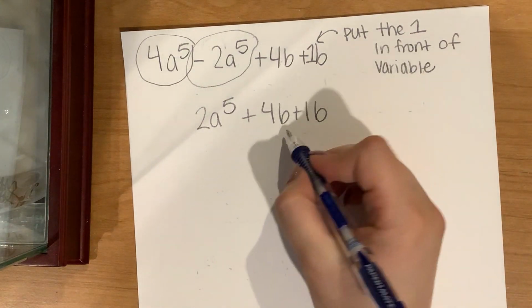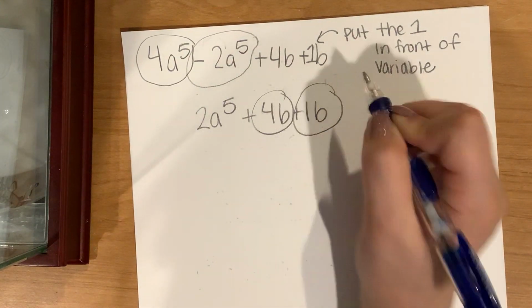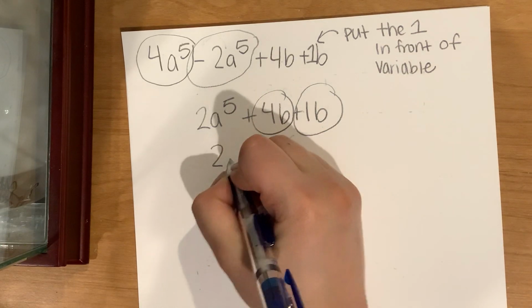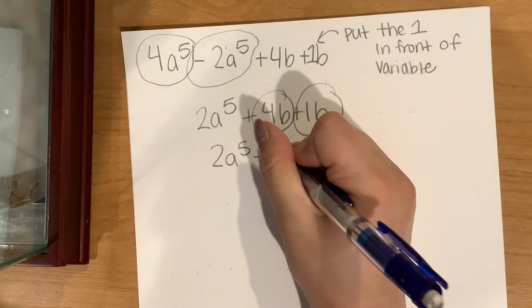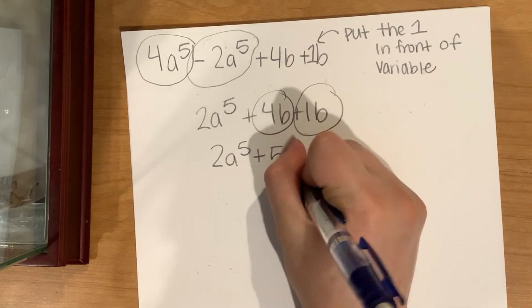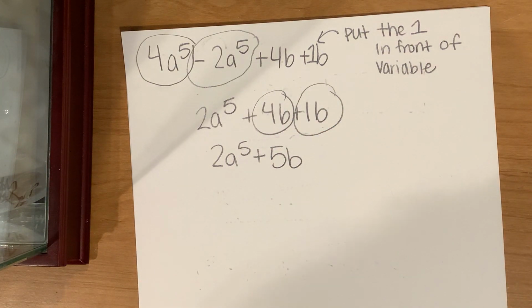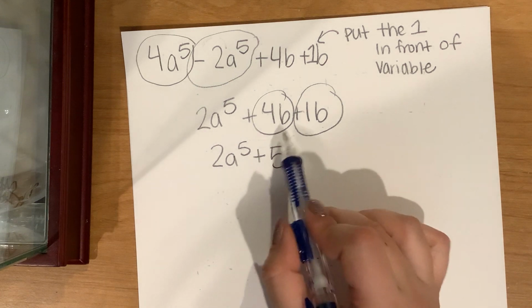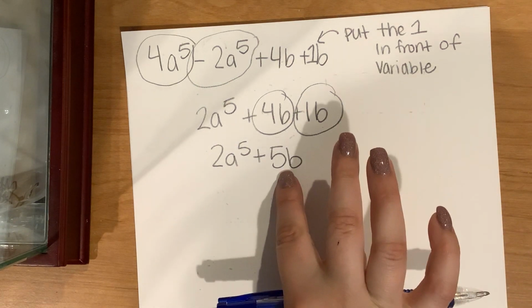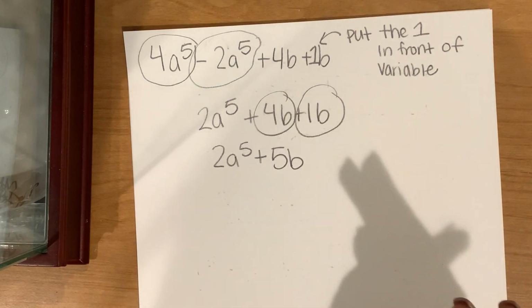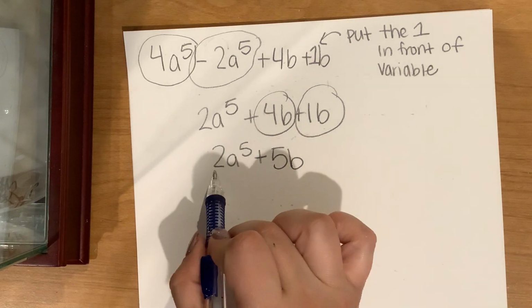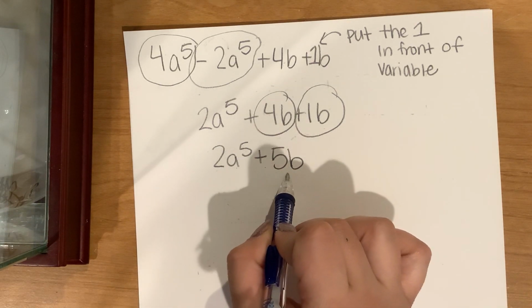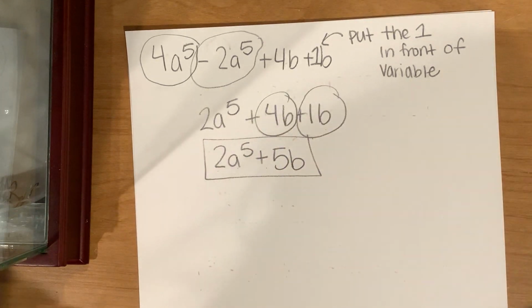The next step is I need to combine my b's. Positive 4, positive 1 means I'm adding those together. 4b plus 1b is 5b. The b stays. We're not changing it into a squared because there's two b's. We're just keeping it as b. So 2a to the fifth power plus 5b would be your answer there.